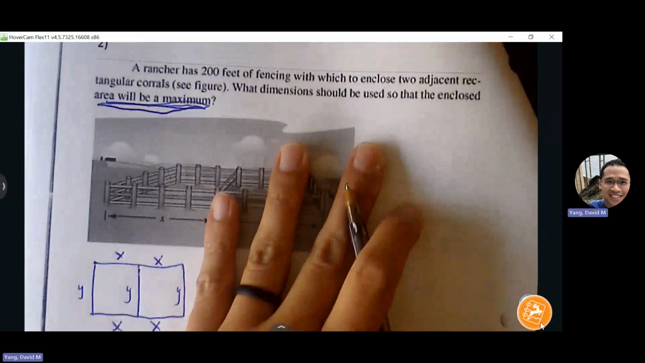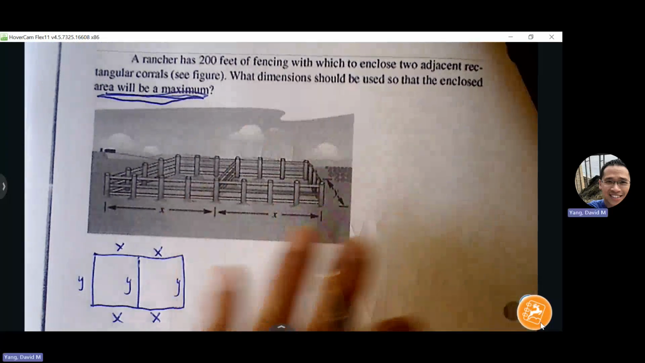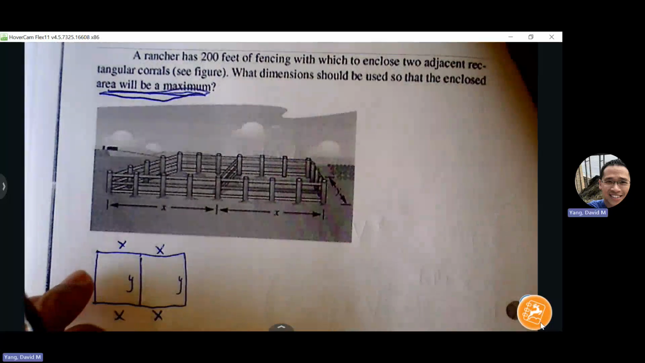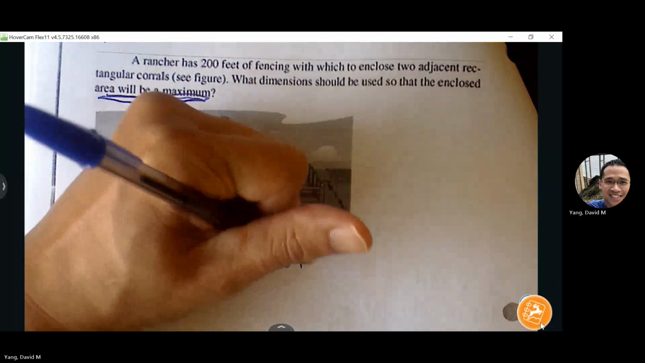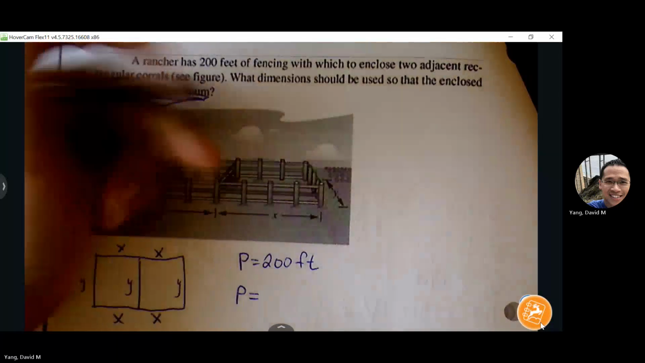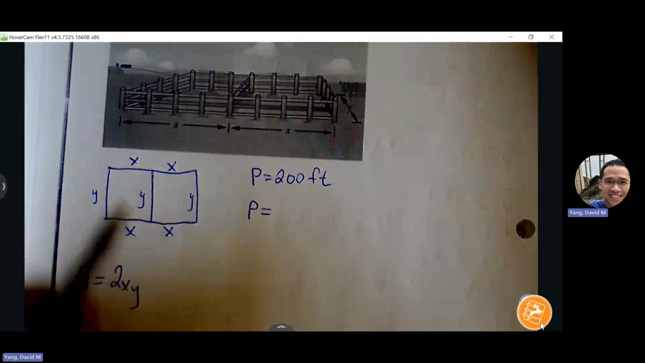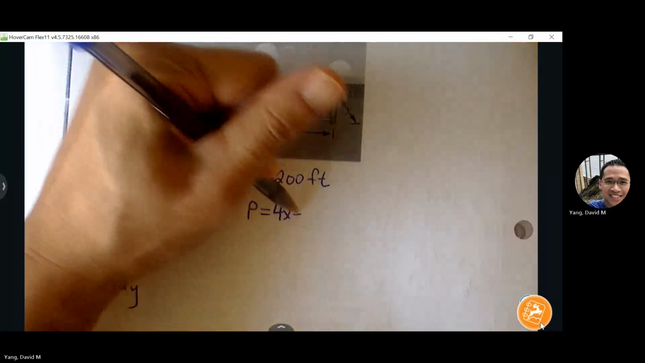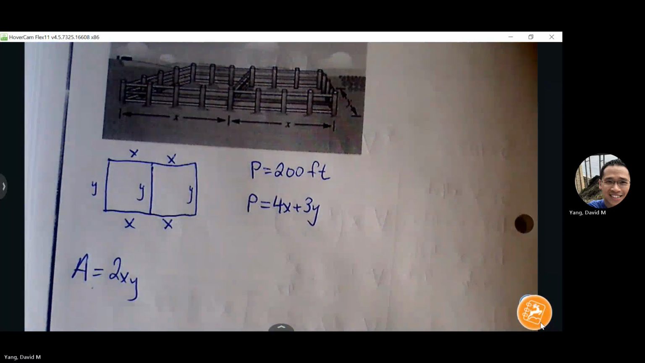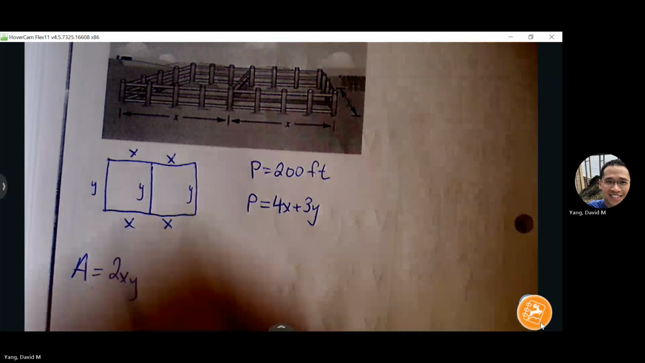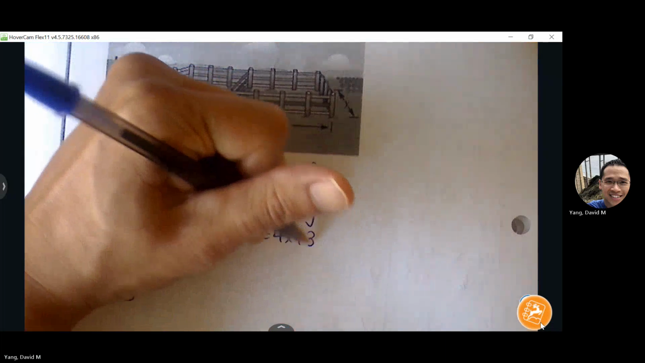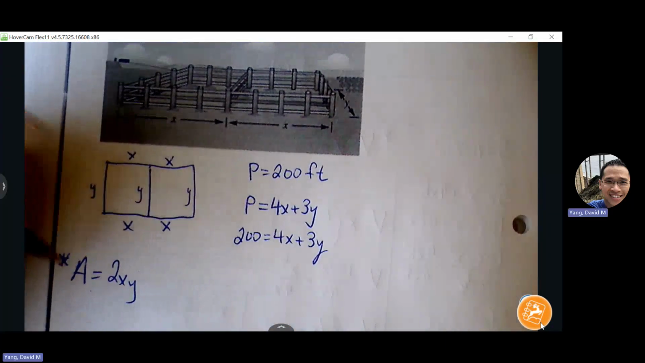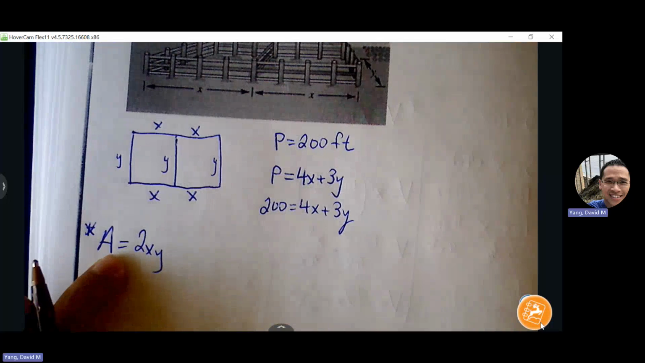Okay, a rancher has 200 feet of fencing. You know, that's something that has perimeter, right? So perimeter formula is just adding up all the sides. Make that substitution. Okay, I'm putting a star next to area because that's ultimately what I'm trying to find the derivative for.